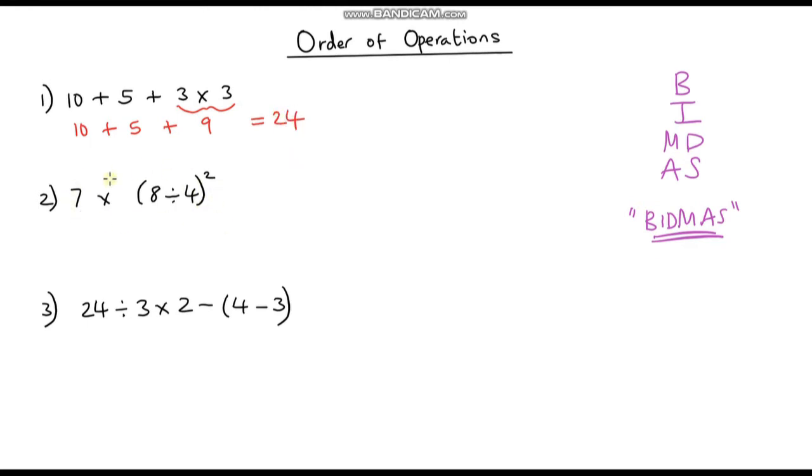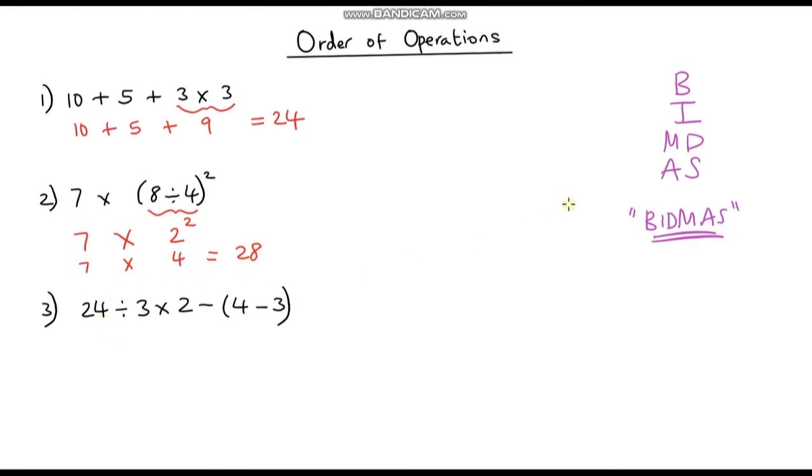Now if I have a look at number 2, the first one is brackets, where we do have brackets in here, so we're going to do the brackets first. 8 divided by 4 is 2, so it's going to be 7 times 2 squared. Now after brackets come indices, so we're going to do the indices next. 2 squared is 4, so it's just going to be 7 times 4, and 7 times 4 is 28.